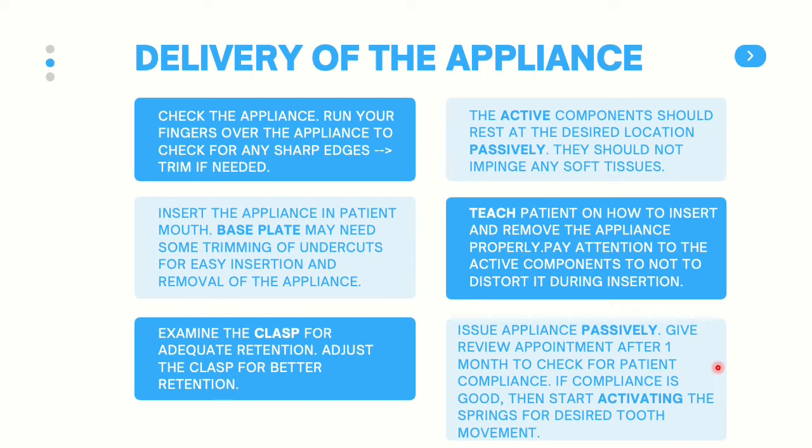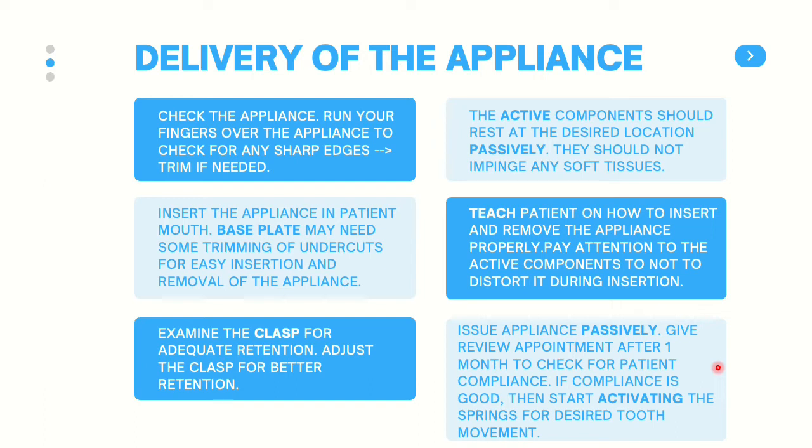So how do you check whether the patient is wearing the appliance or not? First, you can just talk to the patient and see the way the patient pronounces some words. When the patient wears the appliance properly, the patient can pronounce words properly, and then you need to see any wear signs on the appliances.